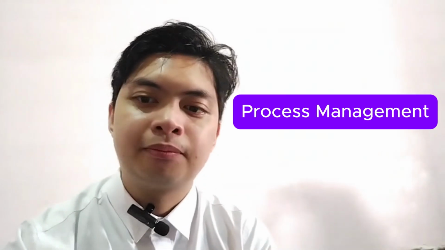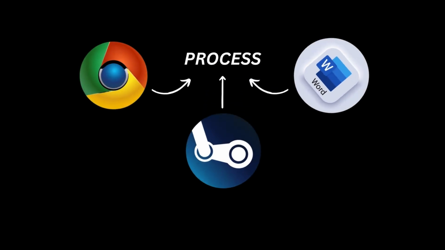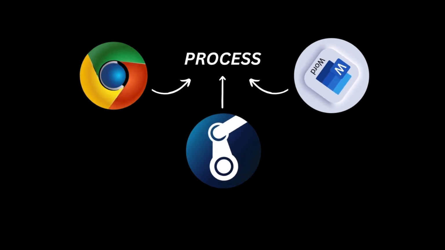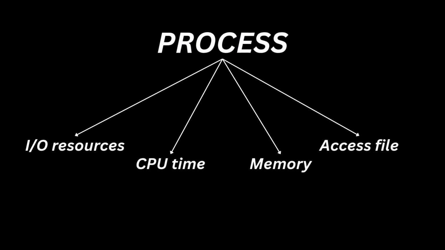Hello everyone. Today we're going to explore one of the most important tasks in operating systems called process management. Let's start with the basics. A process is a program in execution. When you open a browser, a game, or a document, the operating system turns that program into a process. Each process needs CPU time, memory, input-output resources, and access to files.